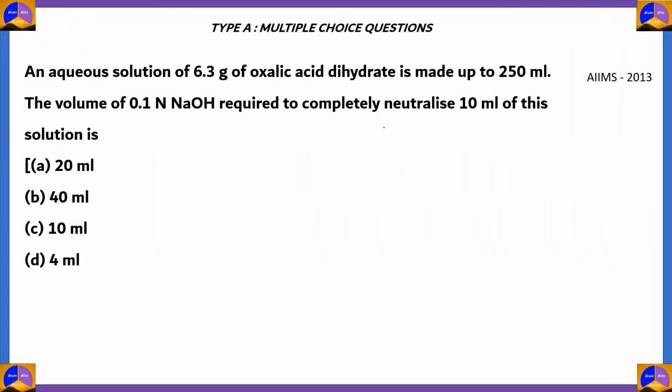Let's look at our next question. An aqueous solution of 6.3 grams of oxalic acid is made up to 250 ml. The volume of 0.1 normal NaOH required to completely neutralize 10 ml of this solution is.